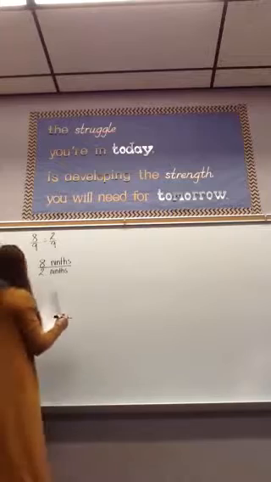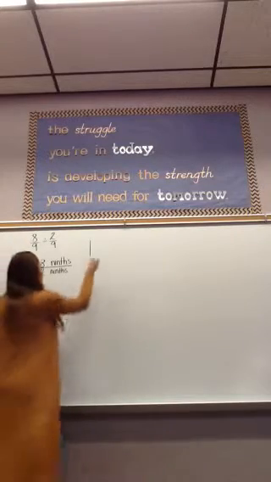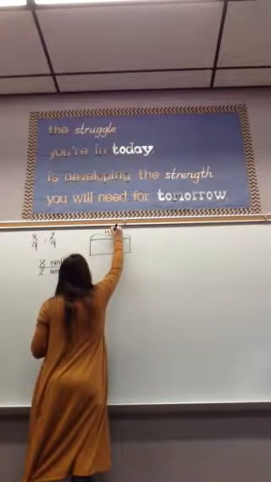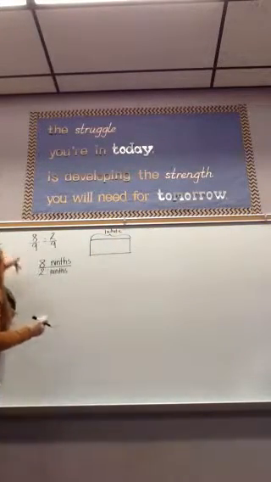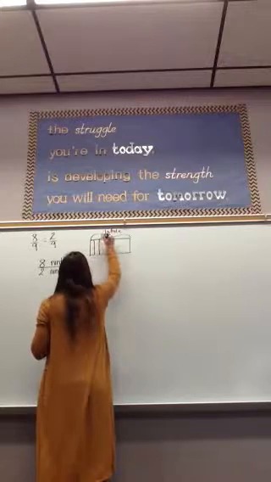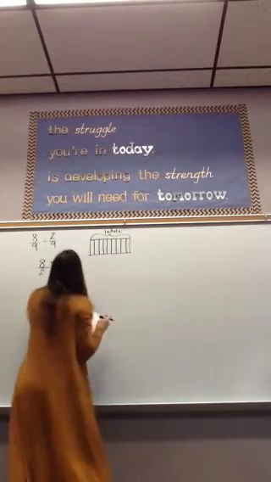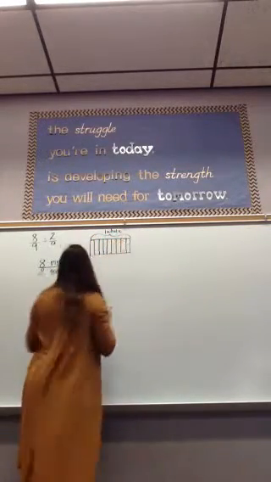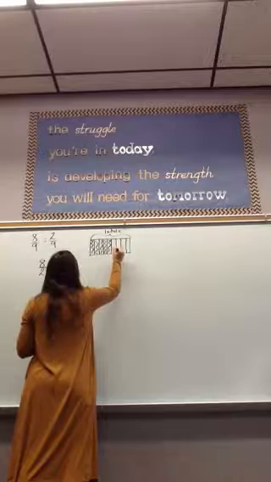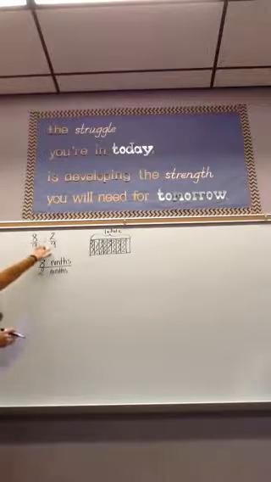Then my next direction was draw a model to solve. So I'm going to model my total amount, my dividend, which is 8/9. So a tape diagram that represents one whole. But I don't have one whole, I only have 8/9. So I'm going to break it into 9 equal parts. One, 2, 3, 4, 5, 6, 7, 8, 9, and I'll shade 8. Okay, and now I'm dividing it by 2/9.